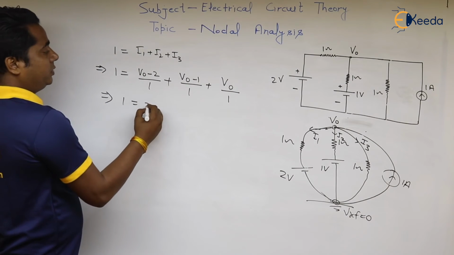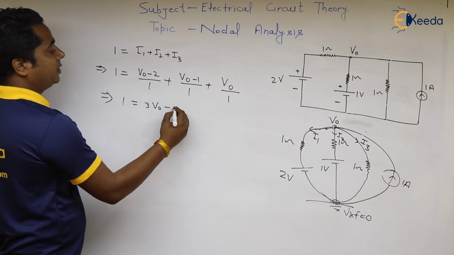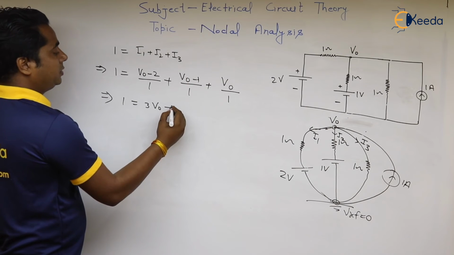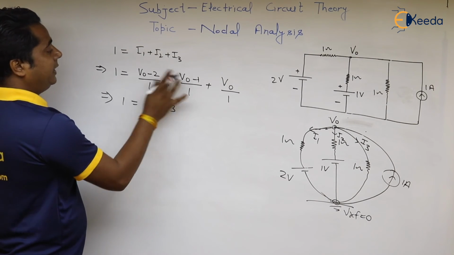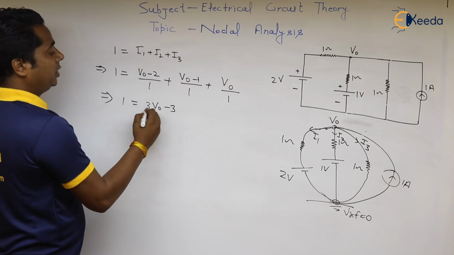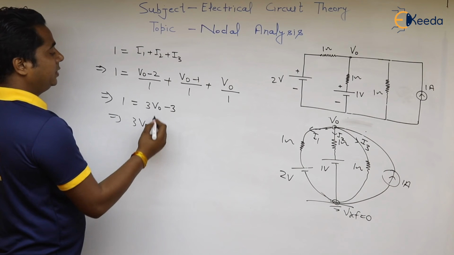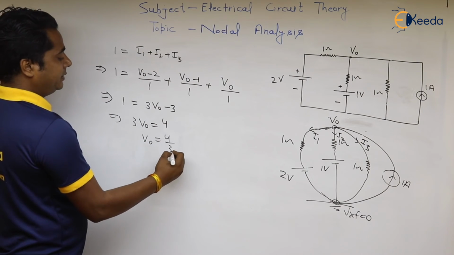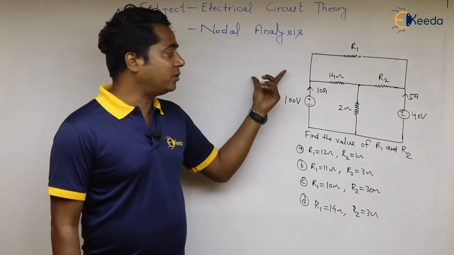1 is equal to 3 V naught minus 2 minus 1, which is 3 V naught minus 3 is equal to 1. So 3 V naught is equal to 4. V naught is equal to 4 by 3.